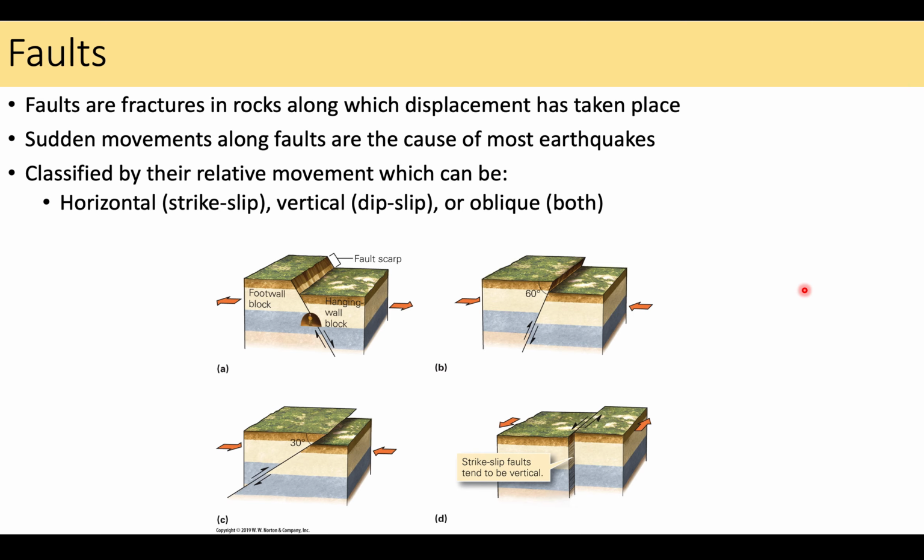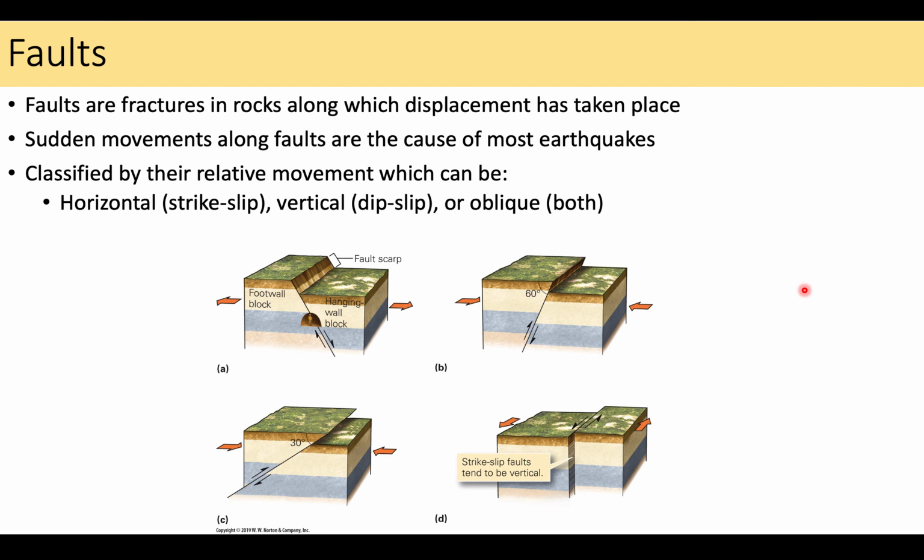So fault lines, what are faults? Faults are fractures or breaks in rocks along which displacement has taken place. So there's been displacement along a fracture or a crack in a rock. That would be called a fault. There's many different types. We're going to go over them in this lecture.